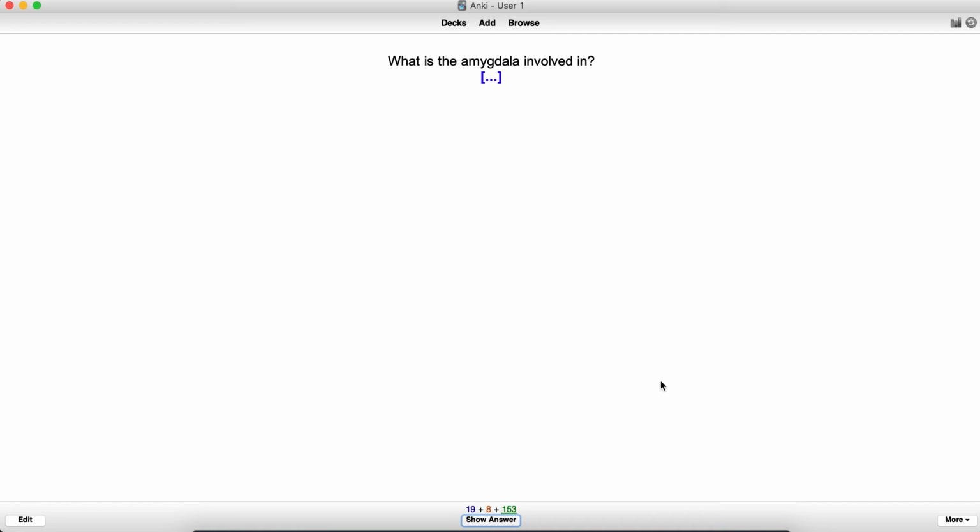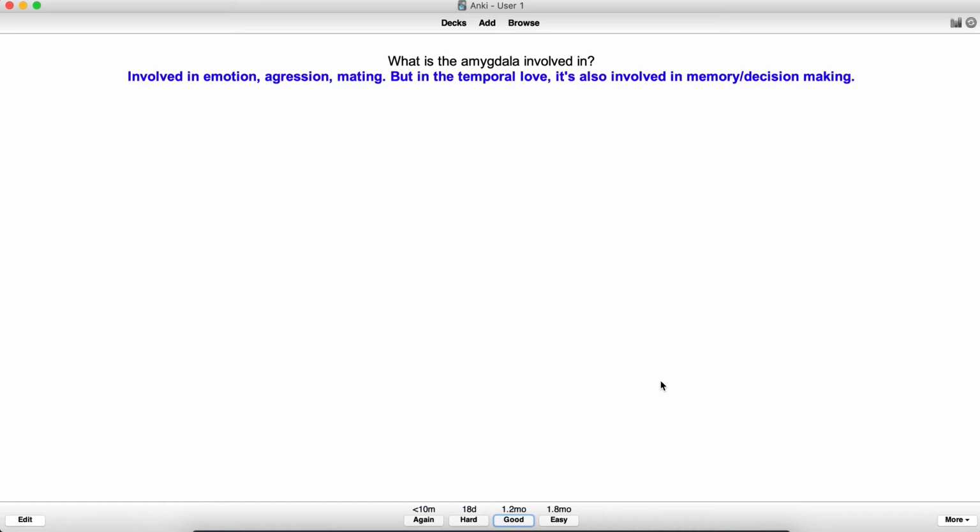What is the amygdala involved in? Aggression center. That's the limbic system specifically, involved in emotion, aggression, and mating. But specifically, the temporal lobe is also involved in memory and decision making.